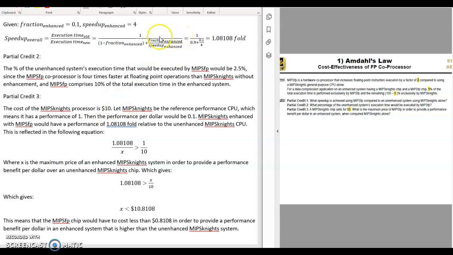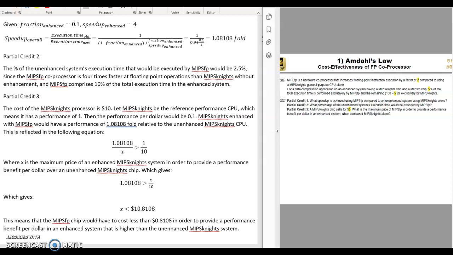So that's going to be 1 over 1 minus fraction enhanced, which represents the unenhanced fraction of the execution time that is unaffected by MIPS FP, plus the enhanced fraction of the execution time divided by the speedup factor, which is going to give us 1 divided by 0.9 plus 0.1 divided by 4, which is going to give us 1.08108 fold.